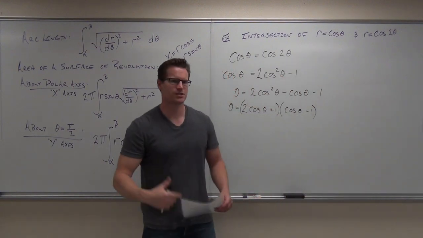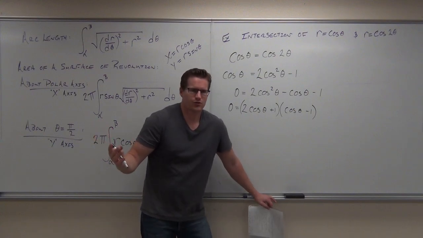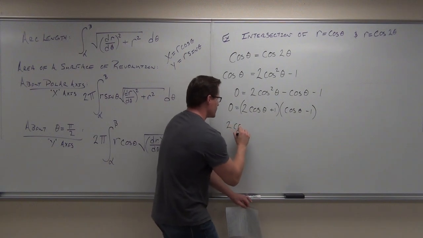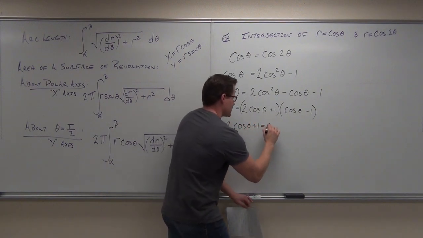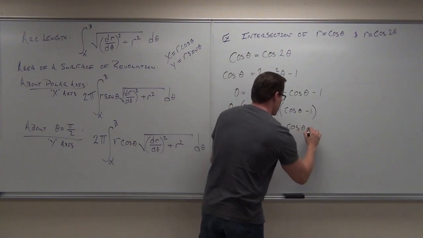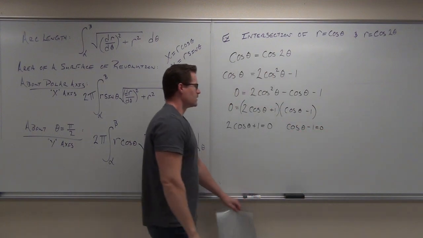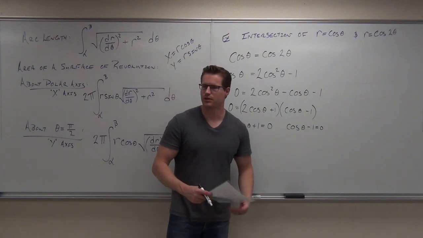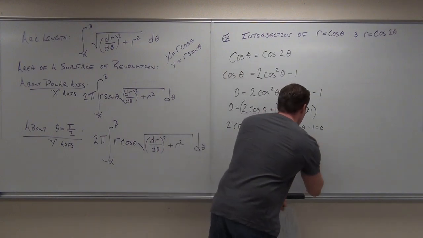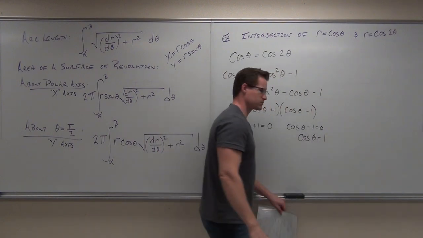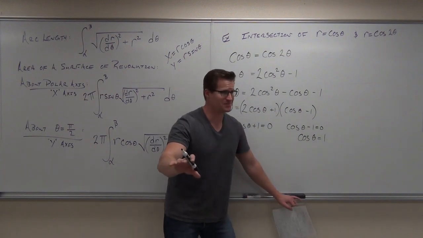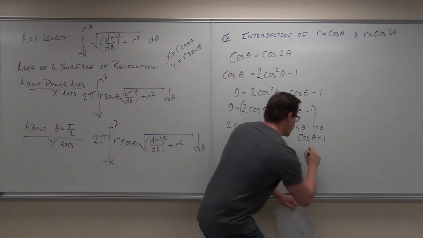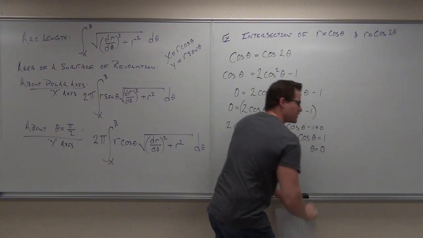Now, what's interesting is that the zero product property always works for us. If we have a product and we have that product equal to zero, what that says is that each of those factors has to equal zero. Let's deal with this one first because it's going to be a little bit easier for us. Cosine theta equals 1. You tell me right now, if cosine theta equals 1, how much is theta? 0. Very good.